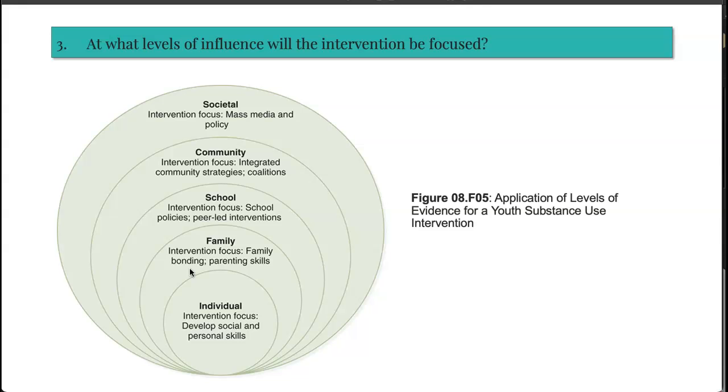If you were to also intervene at the school level, you might focus on working with administration and changing certain school policies, or looking at peer-led interventions, getting students to lead interventions that might help youth who are at risk for substance abuse. At the community level, you might think about forming youth coalitions. And then societal might be things like mass media, or what we call big P policies, so policy at the state, the county, or the federal level.